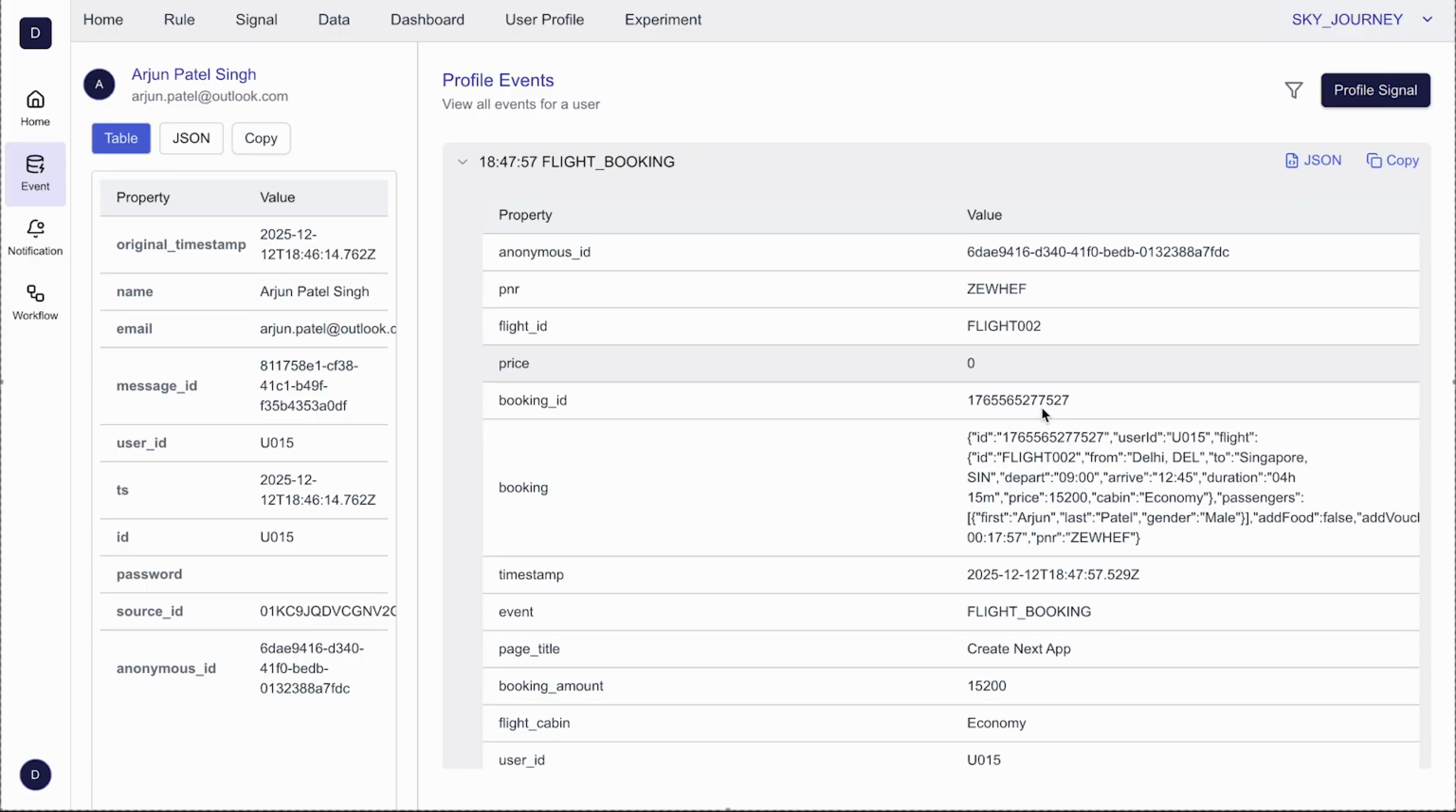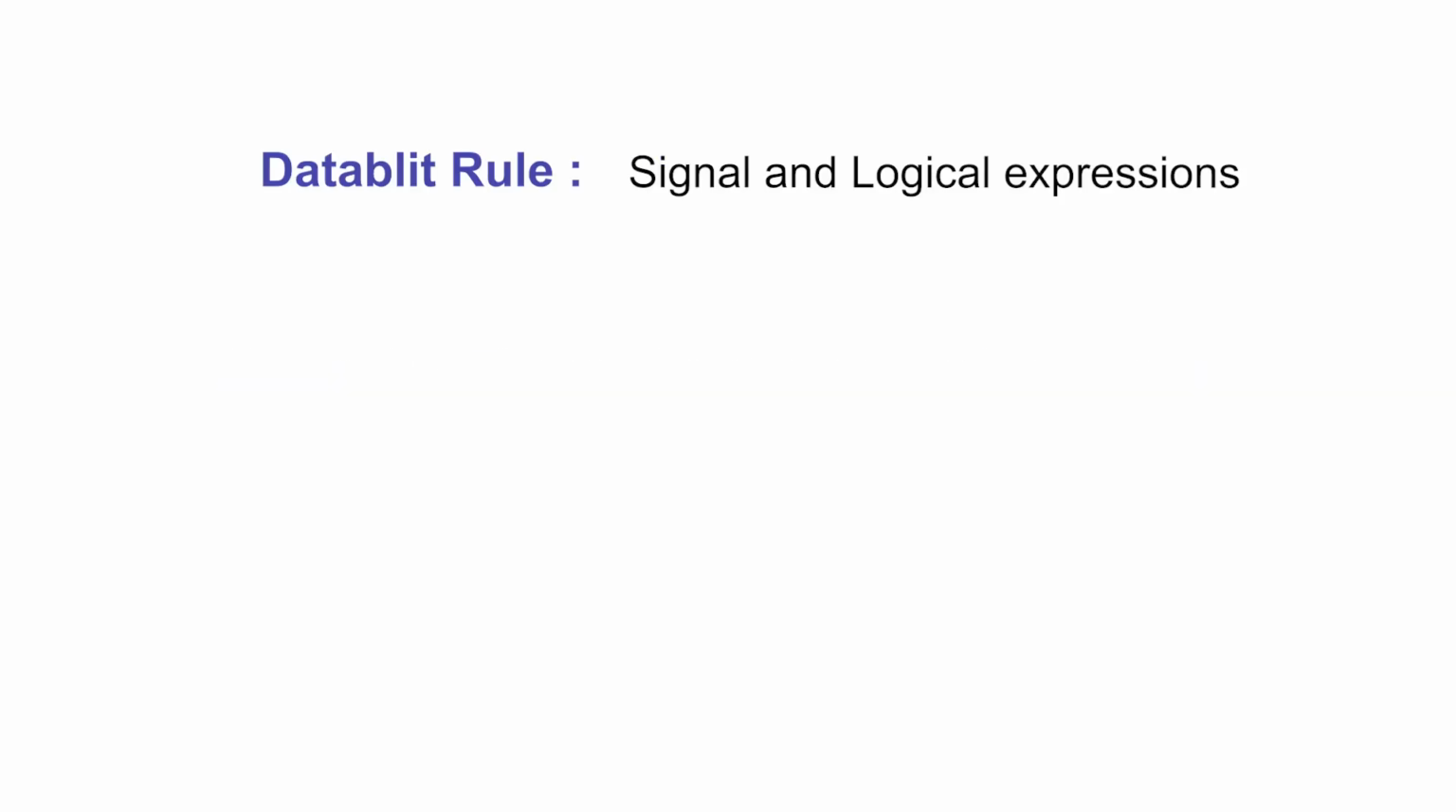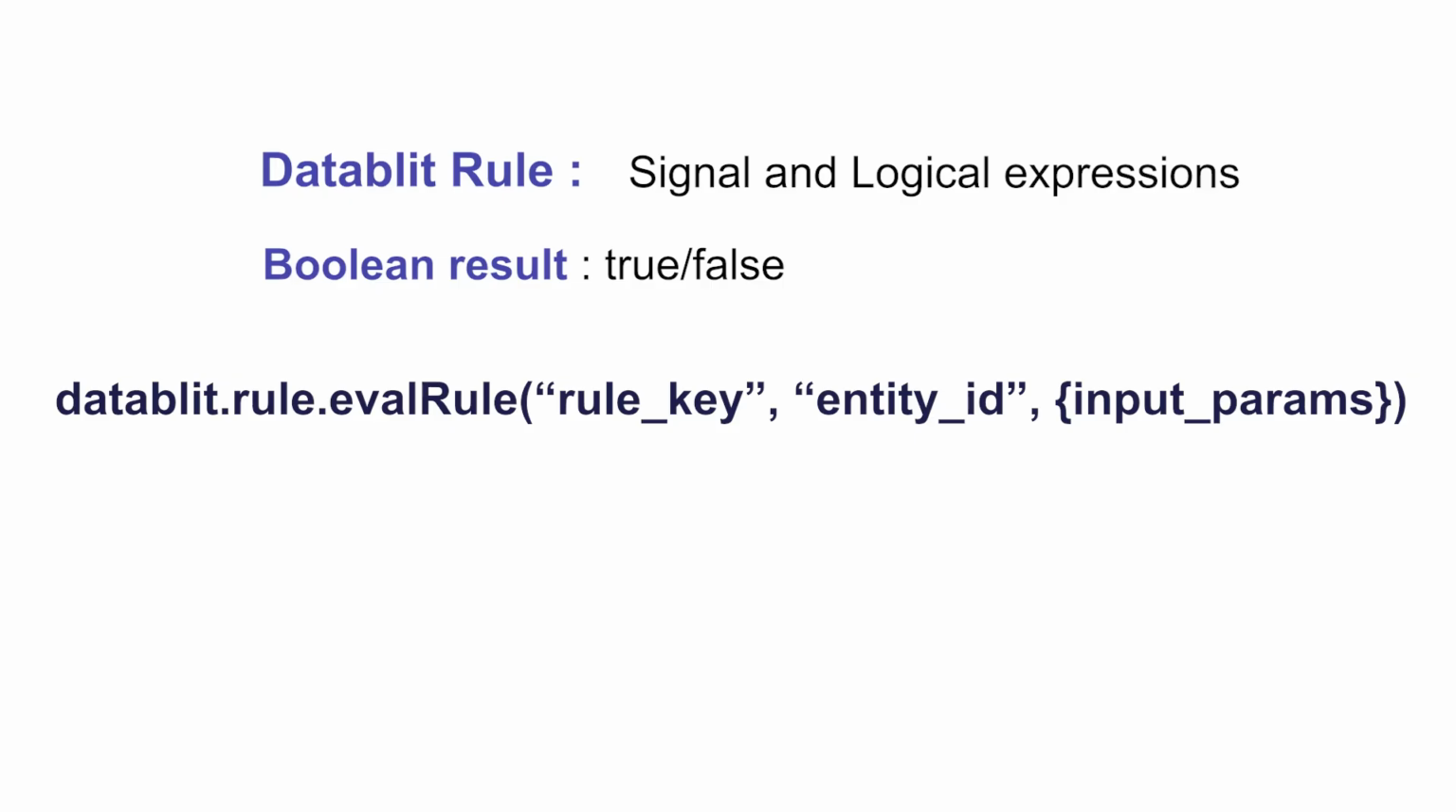Now that we are able to track events and aggregate event metrics in real time, the next step would be deciding the next course of action with Datablit rule. It takes signals and logical expressions to evaluate at runtime. Rules return a promise to evaluate the logic and return true if it satisfies the logic, else return false. The Datablit.rule.evaluate function takes a key, which is a unique identifier, entity ID, and the parameter for rule evaluation. It returns a promise that resolves with a Boolean result.